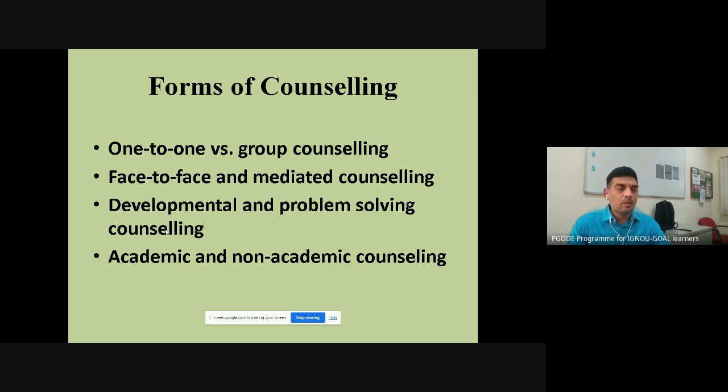One-to-one versus group counseling. See, as counselors, we should be in a position to discuss the conduction of the counseling also. Okay, we can differentiate between one-to-one and group counseling. When exactly group counseling is needed and when exactly one-to-one counseling is needed, the counselors should identify that and provide accordingly.